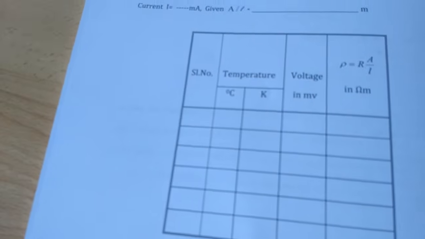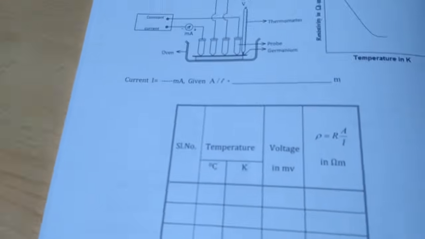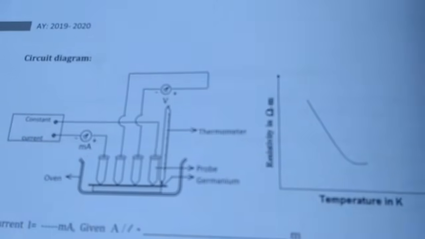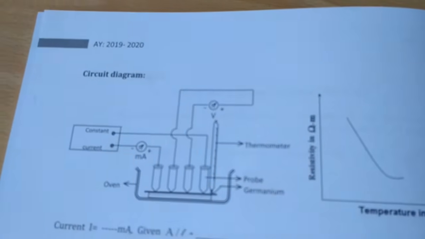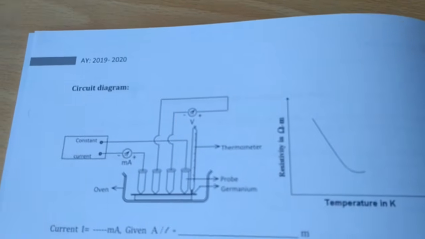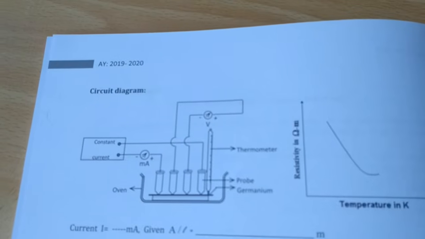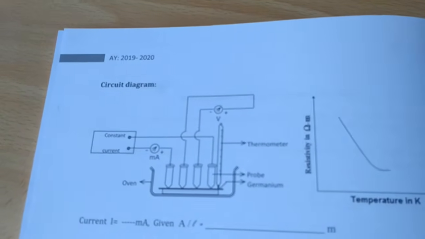And then you calculate your resistivity. Then you plot a graph of resistivity as a function of temperature. By identifying the trend of your graph, then you will identify what type of material, what type of specimen is placed inside your oven.